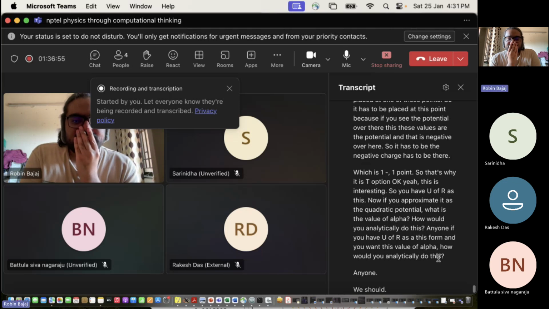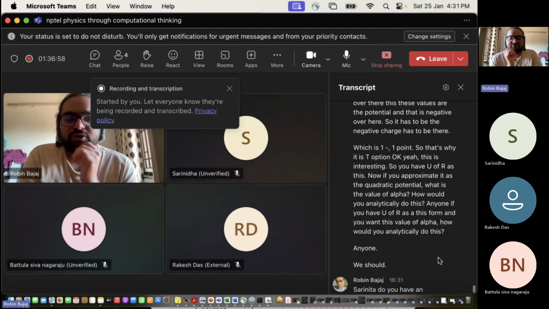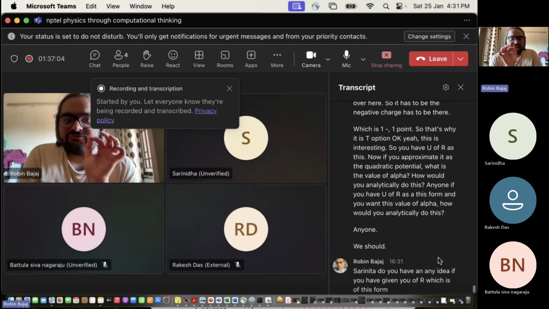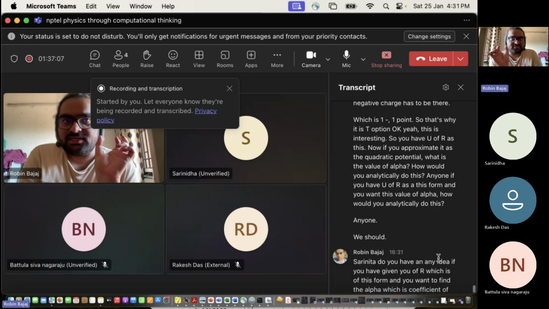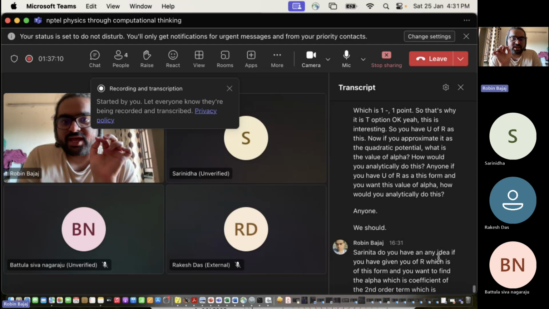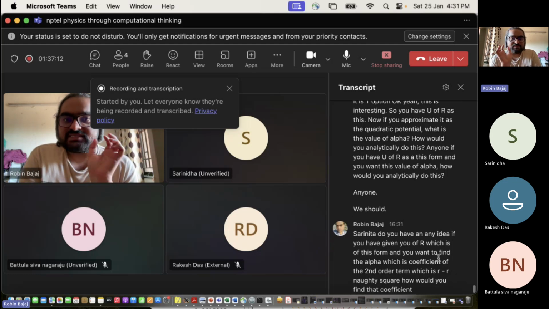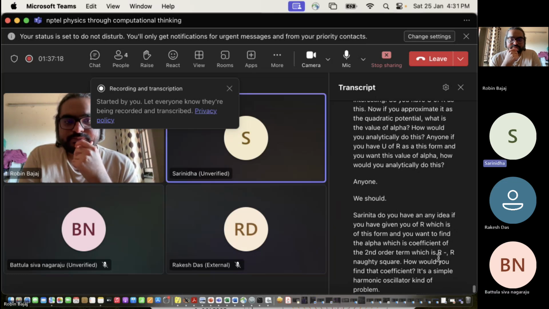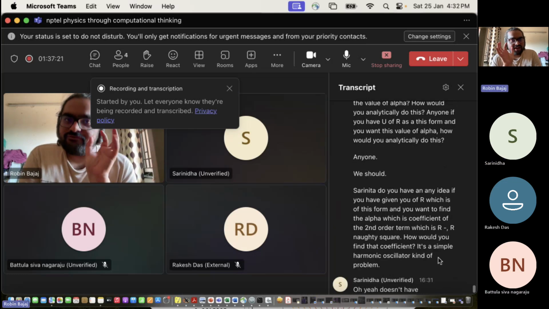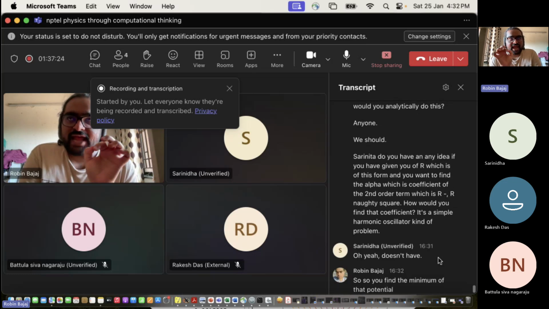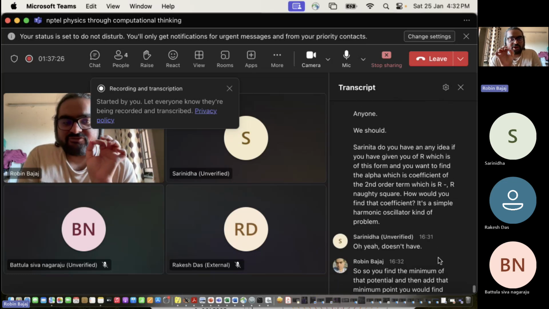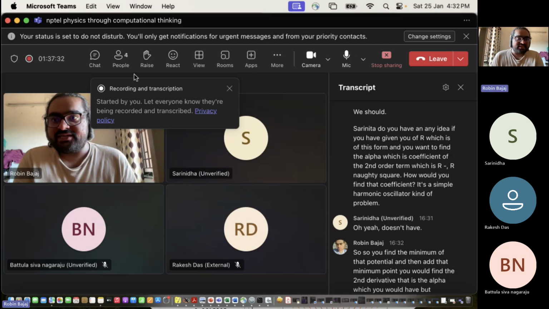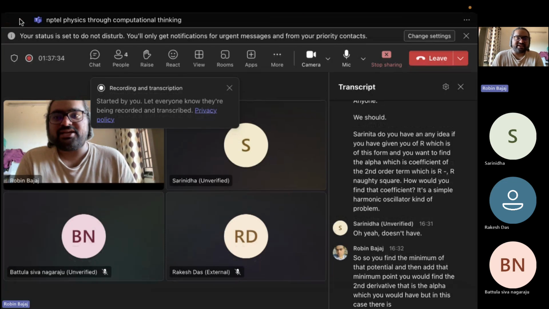Sarinita, do you have any idea? If you are given U of r of this form, and you want to find alpha, which is the coefficient of the second order term, (r minus r naught) squared, how would you find that coefficient? It's a simple harmonic oscillator kind of problem. So you find the minimum of that potential, and then at that minimum point, you would find the second derivative. That is the alpha that you would have. But in this case, you are basically finding the Taylor expansion.